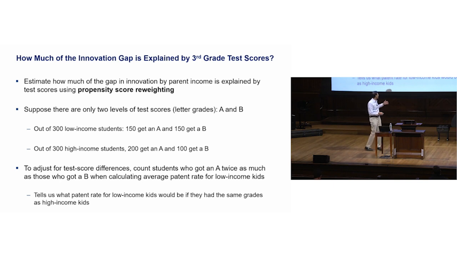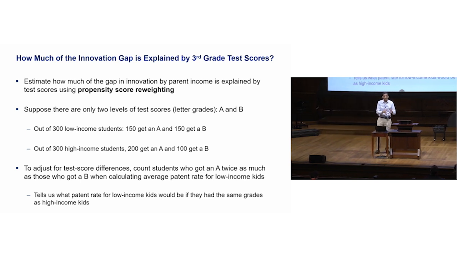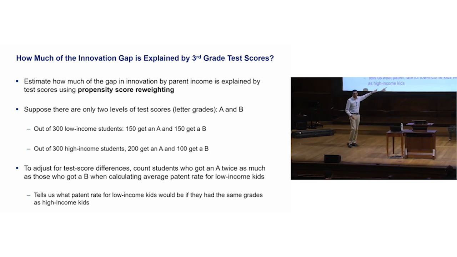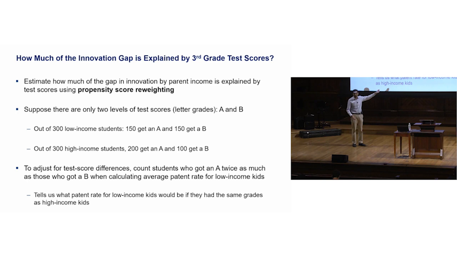In order to adjust for these test score differences, what we're going to do is count the students who got an A twice as much as the students who got a B when calculating the average patent rate for low-income kids. Let me walk you through the logic of that. Among high-income kids, there are two times as many kids in this example who get an A as who get a B, whereas with the low-income kids, it's a one-to-one ratio. So in order to make the low-income kids look like the high-income kids in terms of their distribution of grades, we're going to count the kids who got an A in the low-income group twice as much as the kids who got a B.